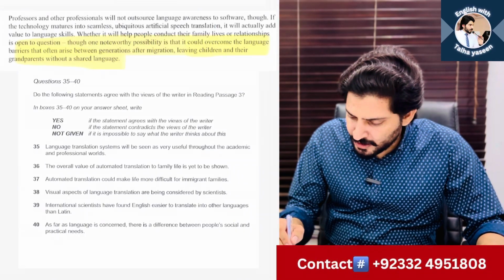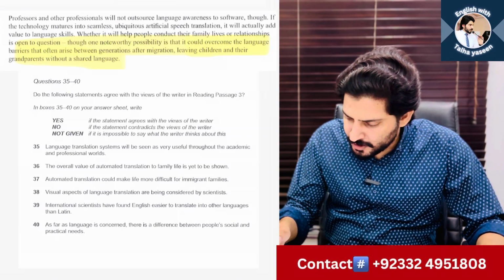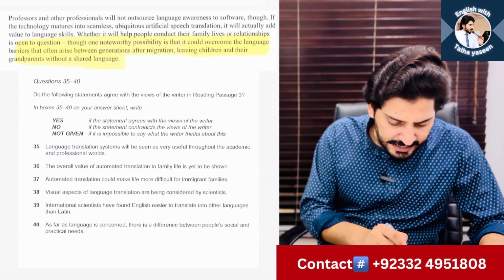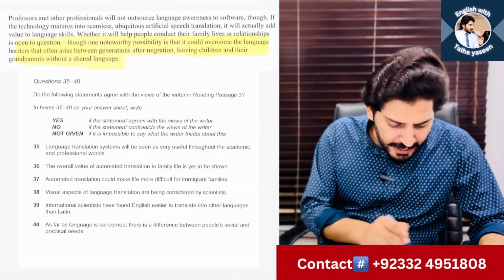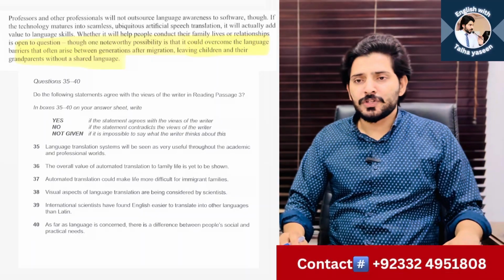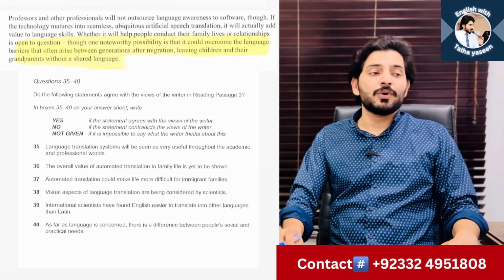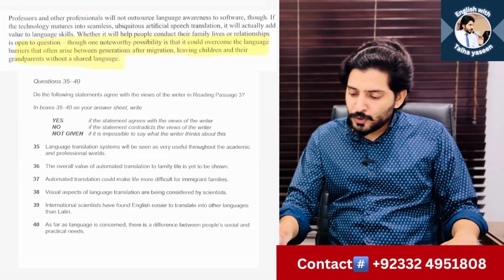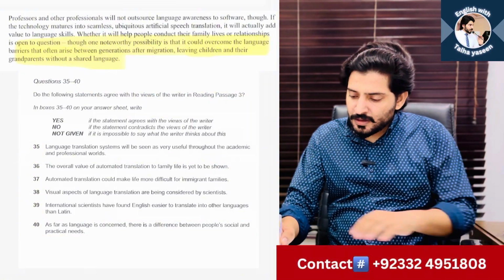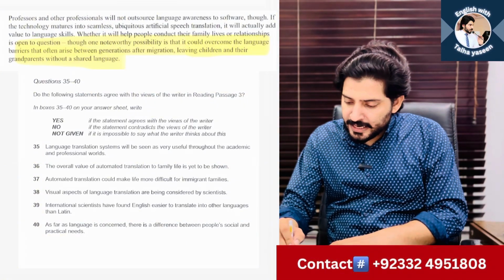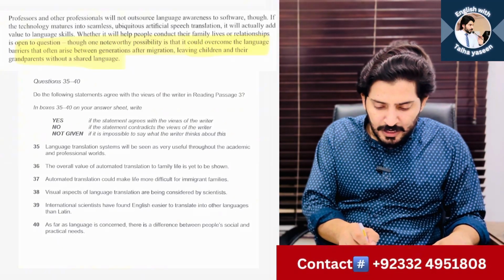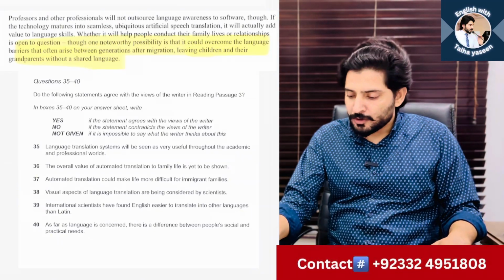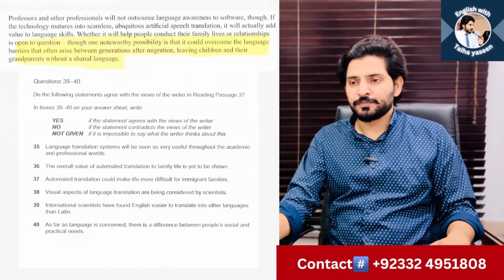Automated translation could make life more difficult for immigrant families. And here he says it could overcome the language barriers. The information in the passage and in the question contradicts. In the question he says make life more difficult for immigrant families, and in the passage it says it could overcome the language barrier. So we will write no.